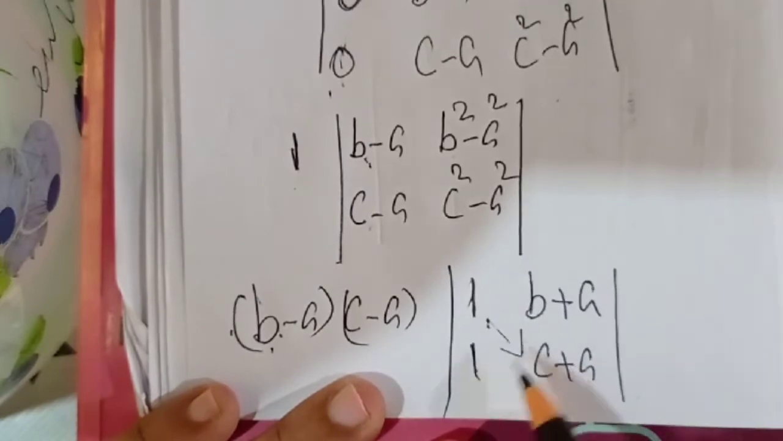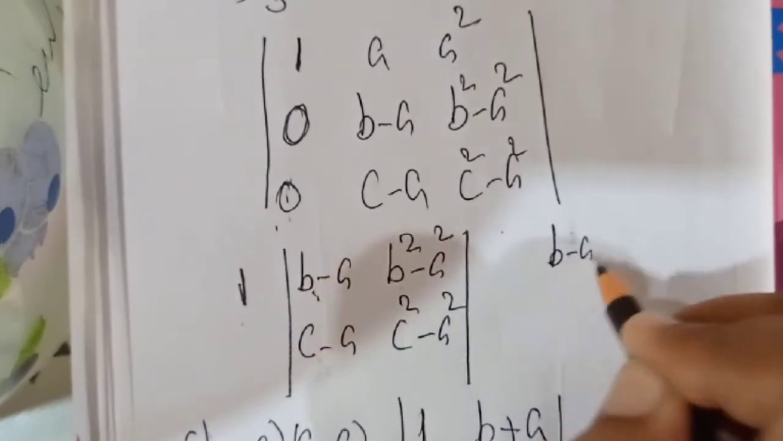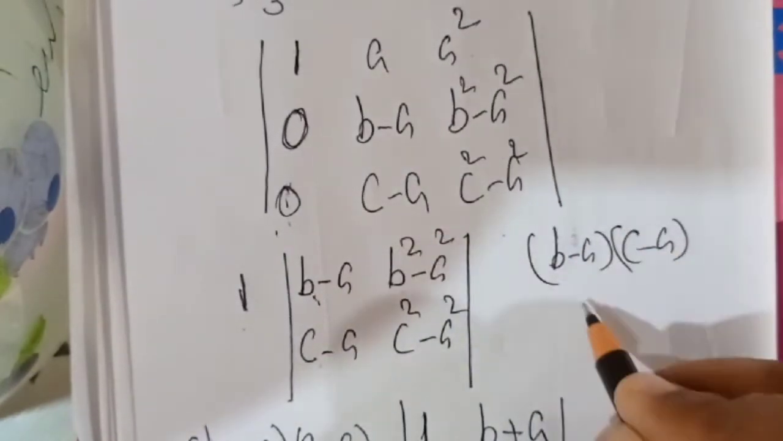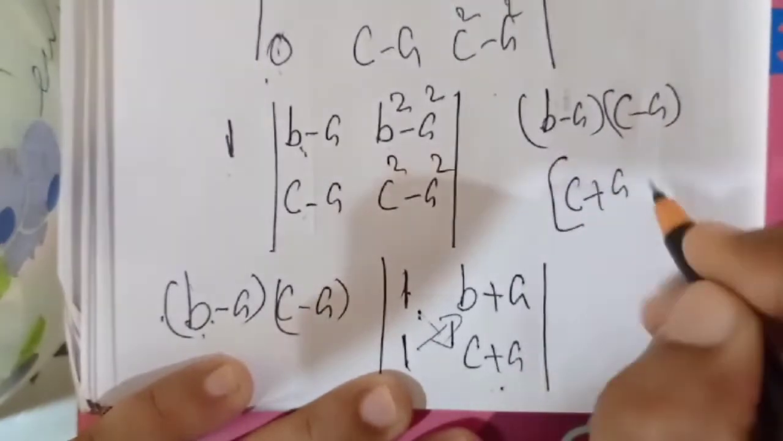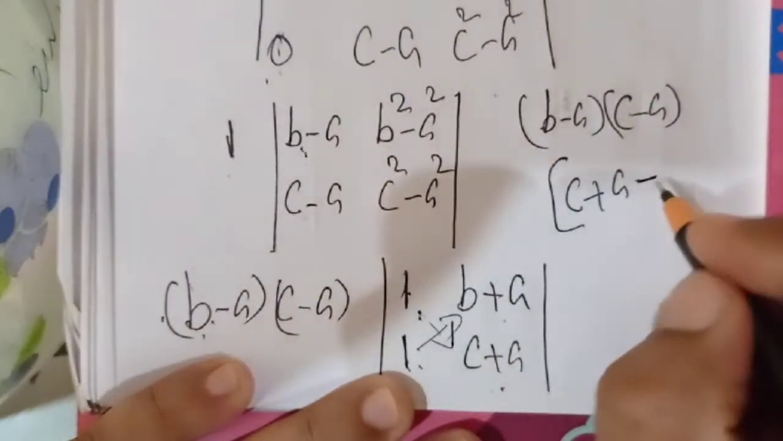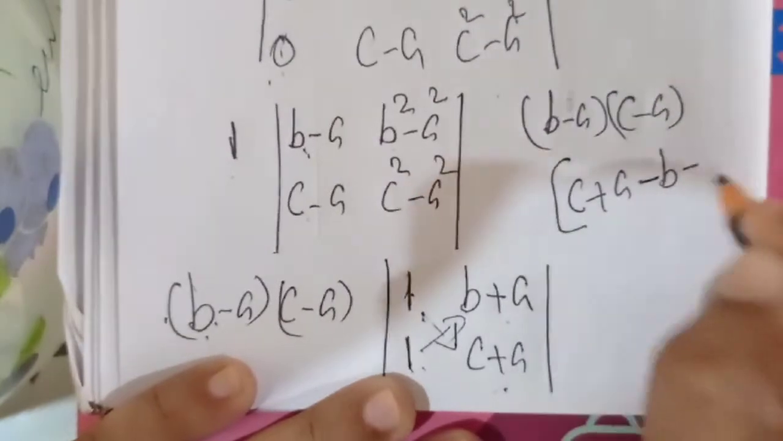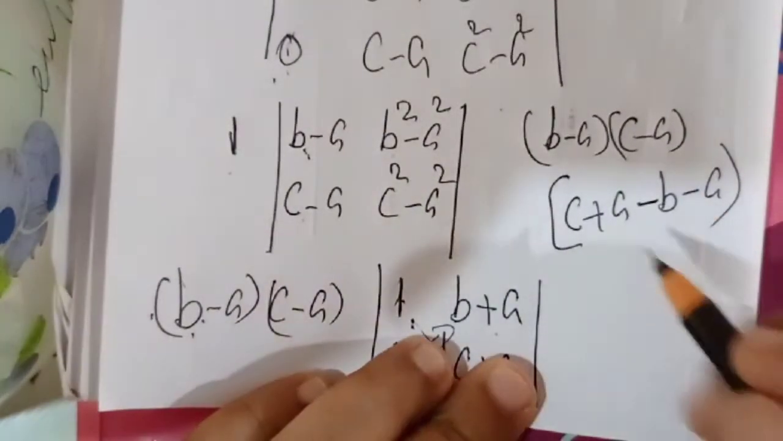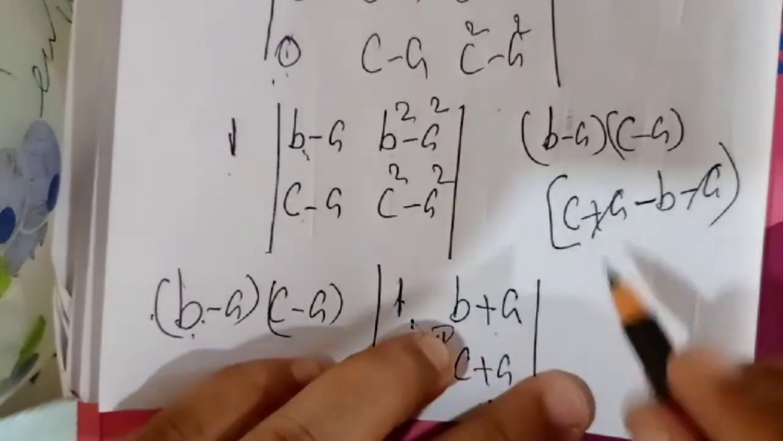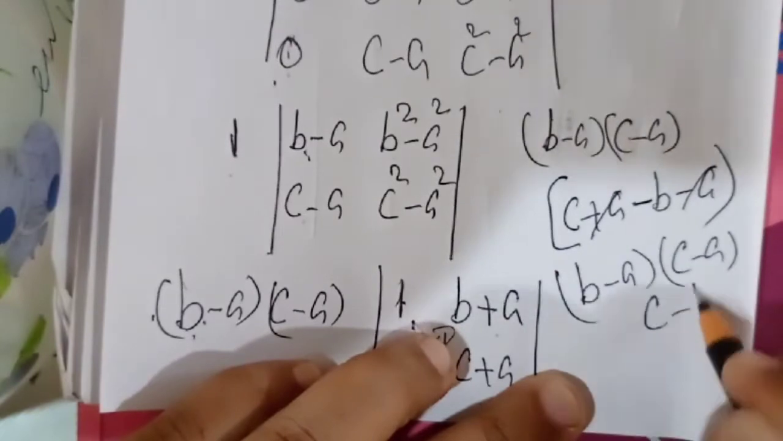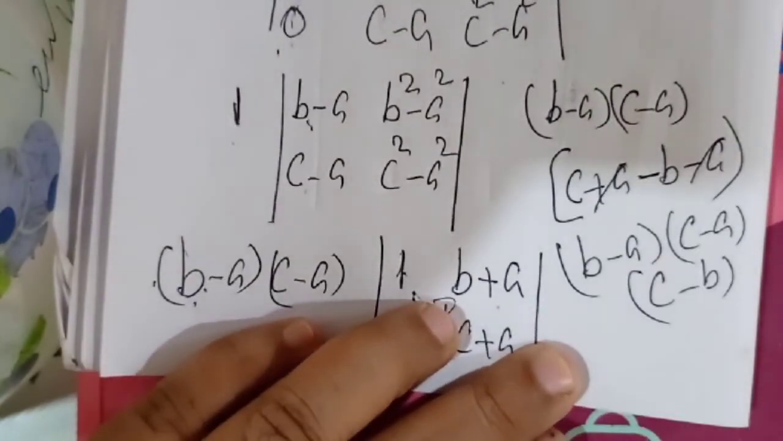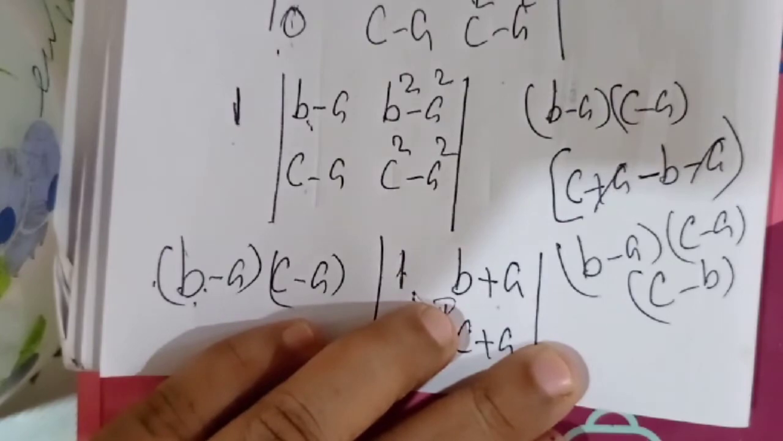Now, expand this determinant. Right. b minus a into c minus a into, what's the answer? 1 into c plus a. What is 1 into c plus a? c plus a, add minus 1 into b plus a, means minus b minus a. Plus a minus a cancel. Therefore, the answer is b minus a, c minus a, c minus b.